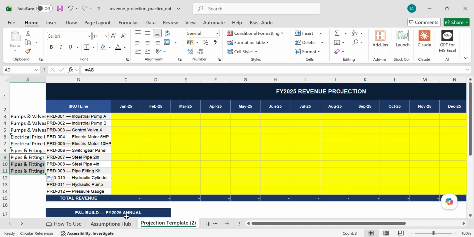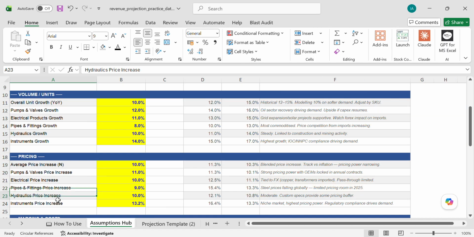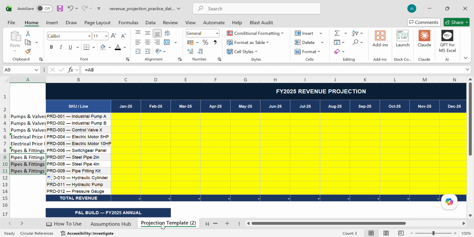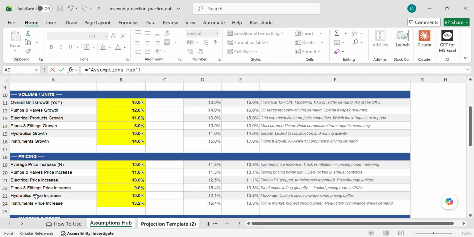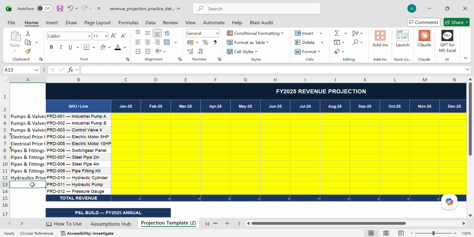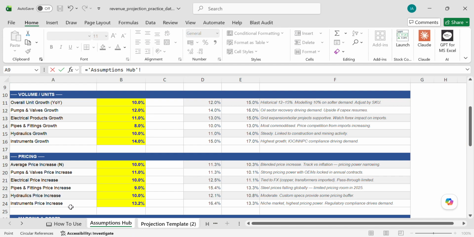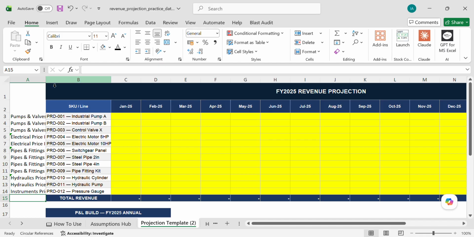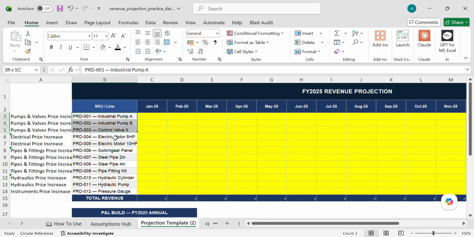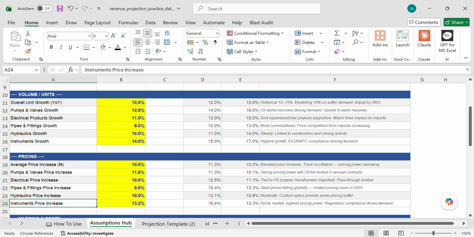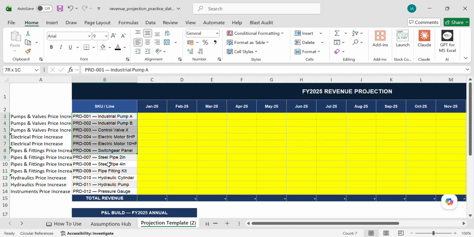So then we have hydraulic. The next one is hydraulic. See, hydraulic is here. We have hydraulic and instrument. So this is hydraulic price increase. This way, we'll be able to use our formula to capture them properly. So you can see what I have done. Because the assumption here was not broken down the way our revenue is broken down, we're able to use our formula to do that, right?